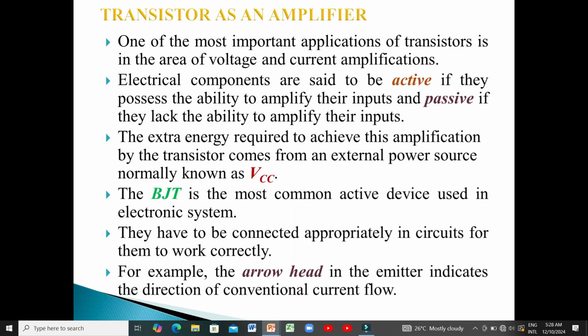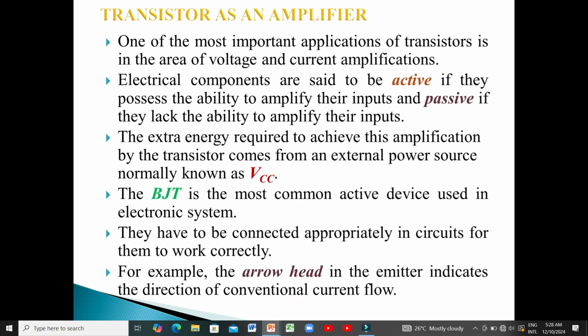Let us look at the transistor as an amplifier. One of the most important applications of transistors is in the area of voltage and current amplification. Electrical components are said to be active if they possess the ability to amplify their inputs, and passive if they lack the ability to amplify their inputs. The extra energy required to achieve this amplification by the transistor comes from the external power source, normally known as VCC. The BJT is the most common active device used in electronic systems, so they have to be connected appropriately in circuits for them to work correctly.